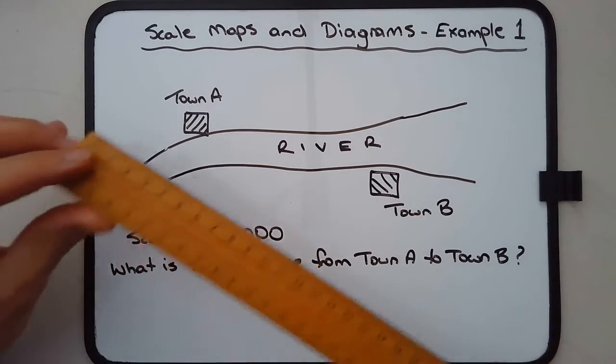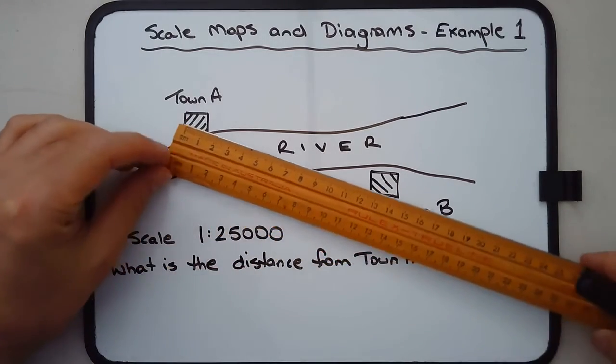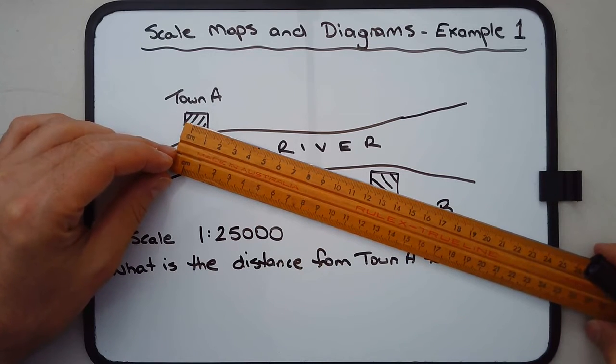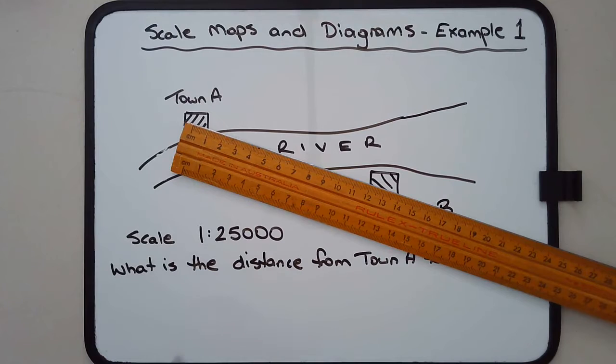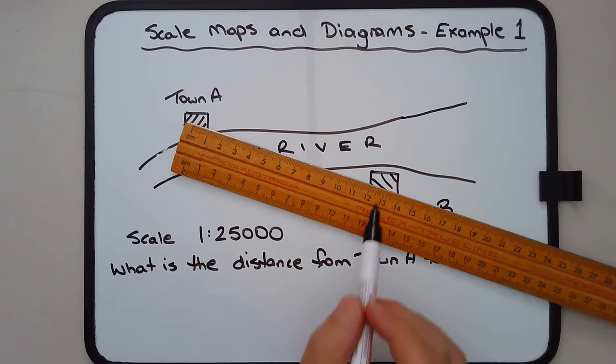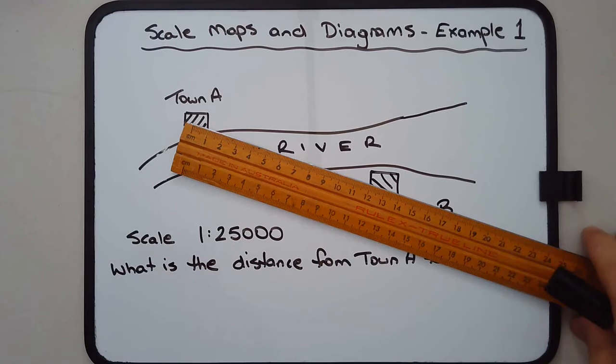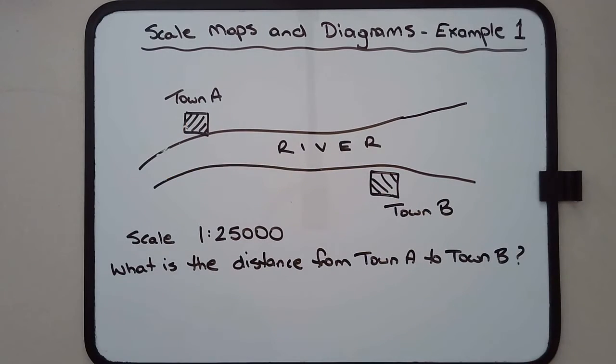So, first of all, what we need to do is to work out the distance on the map in centimetres between the two towns. So I'm just going to estimate it. So there's two towns there. So I think we can just round it to the nearest whole number. So let's say that the distance on the map between the two towns is 13 centimetres. So obviously you'll need a ruler for this exercise.